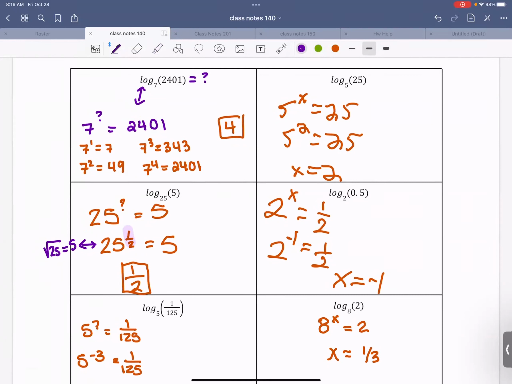All right, moving on. Next we have a log base 2 of 1/2. So now we have a decimal inside our logarithm. Who wrote this one up? I think Yaz wrote this one up. All right, I'm gonna go through this one real quick. So what Yaz did is she rewrote her question in exponential form. And instead of writing 0.5, she wrote 1/2.